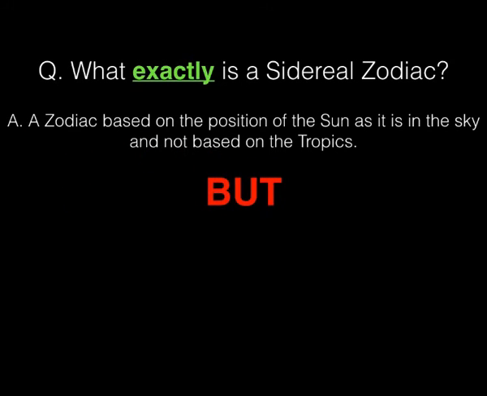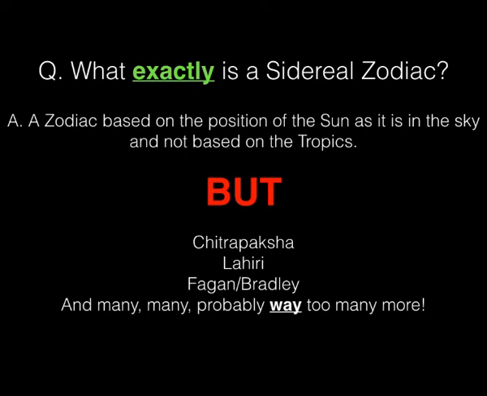But, okay, there are many different sidereal zodiacs. Why? Because there are different systems: the Chitra-Paksha, the Lahiri, the Fagan-Bradley, and others, and others, and others. And in fact, I use the Lahiri sidereal system. It's called an Ayanamsha.